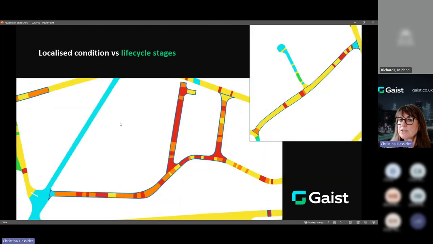Actually, just there, any questions on that one before I go on? Okay. Hopefully it all made sense to people. And it is a very important part of trying to make the deterioration model as close as it can be.